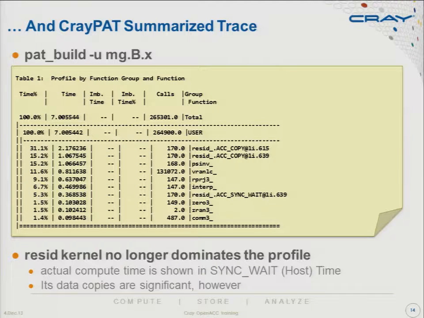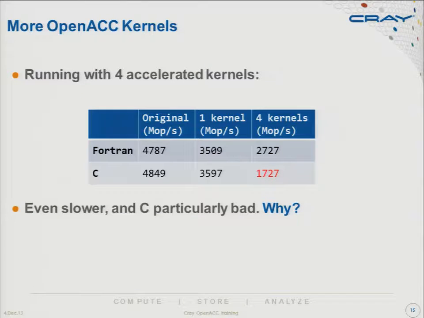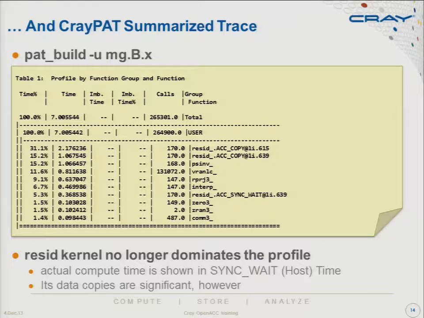And in fact, it's now to the point where the resid kernel doesn't dominate the profile anymore because it's been accelerated, but the resid data transfers do dominate the profile. So what do I need to do? Well, I need to go back to my profile and say, resid was one of the kernels, but I need to get the data on the GPU and keep it there. If I'm going to keep it there, I'm going to have to port more kernels.